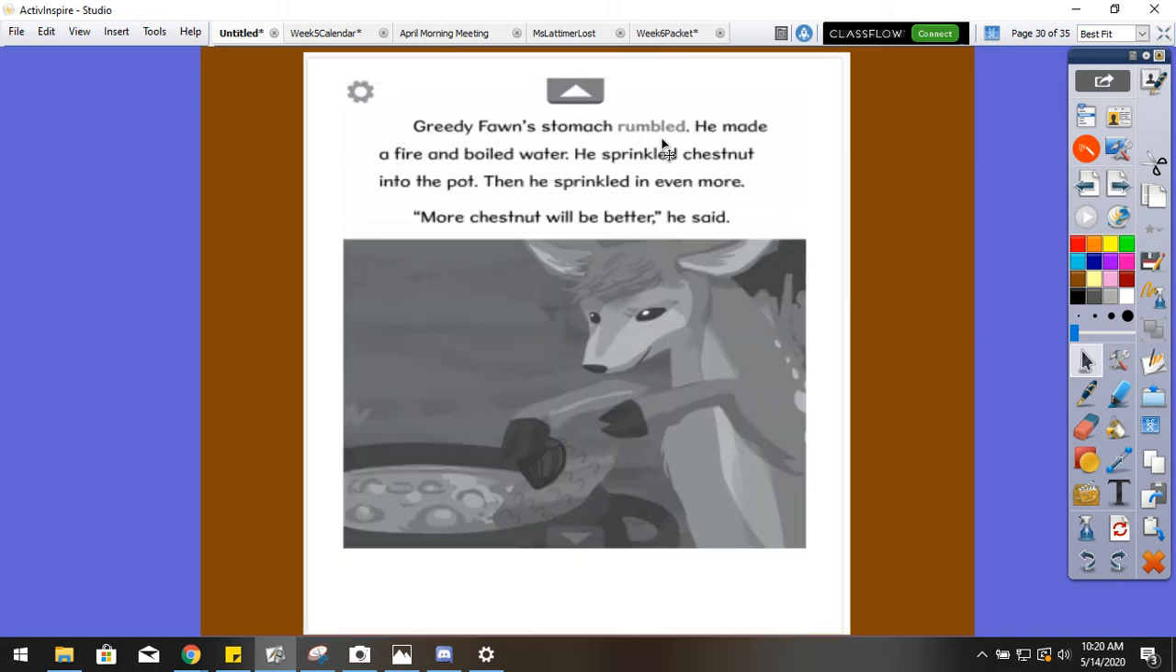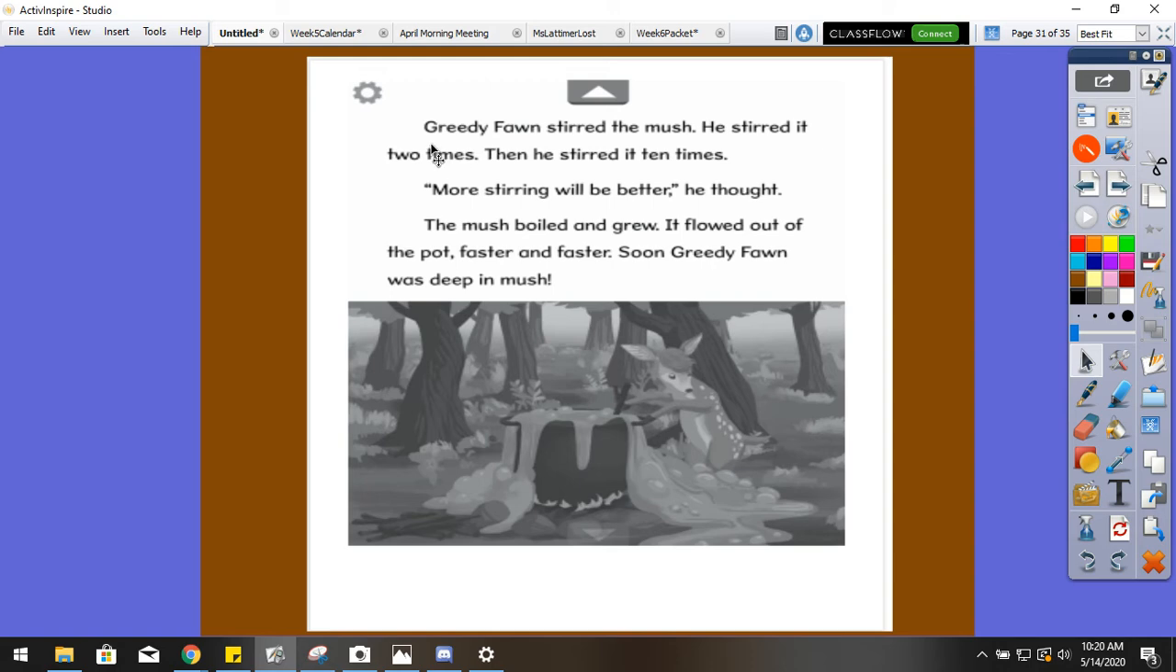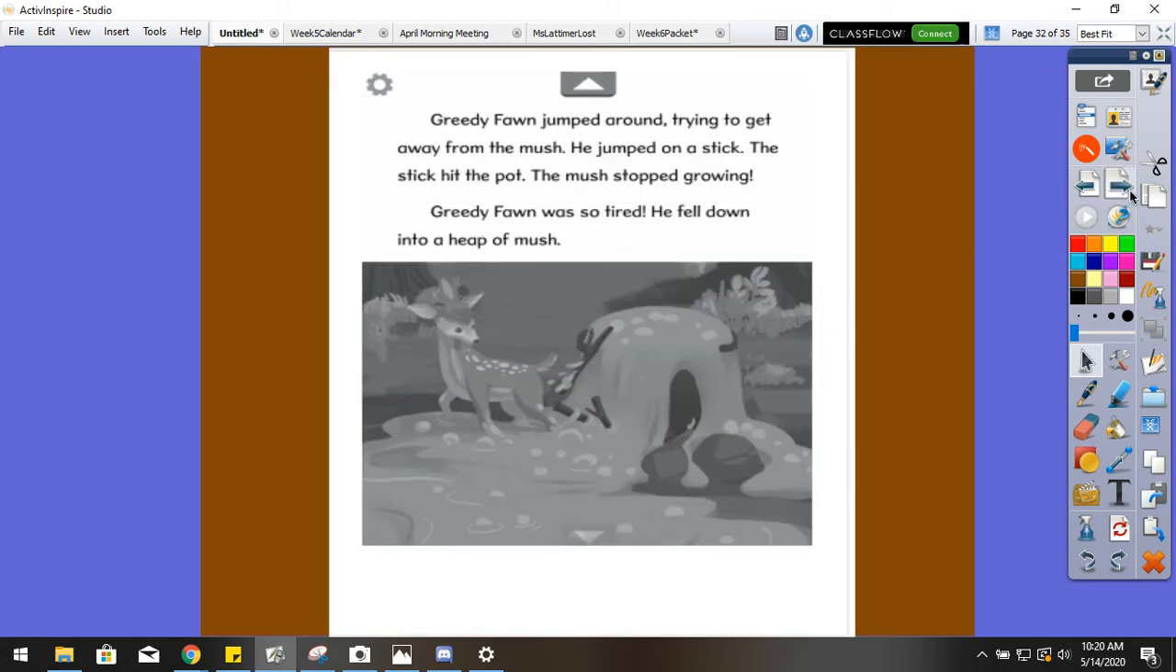Greedy Fawn's stomach rumbled. He made a fire and boiled water. Uh-oh. He sprinkled chestnut into the pot. Then he sprinkled even more. More chestnut will be better, he said. Greedy Fawn stirred the mush. He stirred it 2 times. Then he stirred it 10 times. More stirring will be better, he thought. The mush boiled and grew. It flowed out of the pot faster and faster. Soon Greedy Fawn was deep in the mush. Uh-oh.